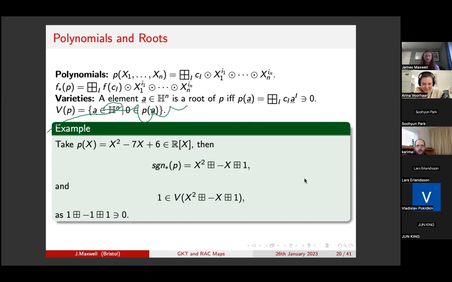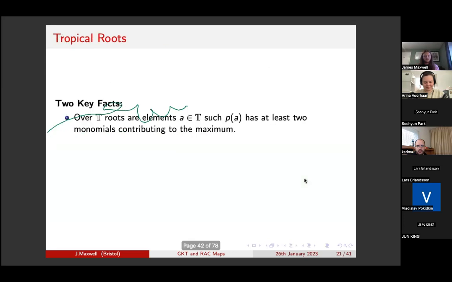Okay, so these are the new ideas that we need to get to grips with hyperfields, and hopefully now I'm going to show you how we can link these. Two key facts for the onward journey: roots over the tropical hyperfield are very similar to roots over the tropical semi-ring. It's when you evaluate your polynomial at A and at least 2 of the monomials are contributing to the maximum.